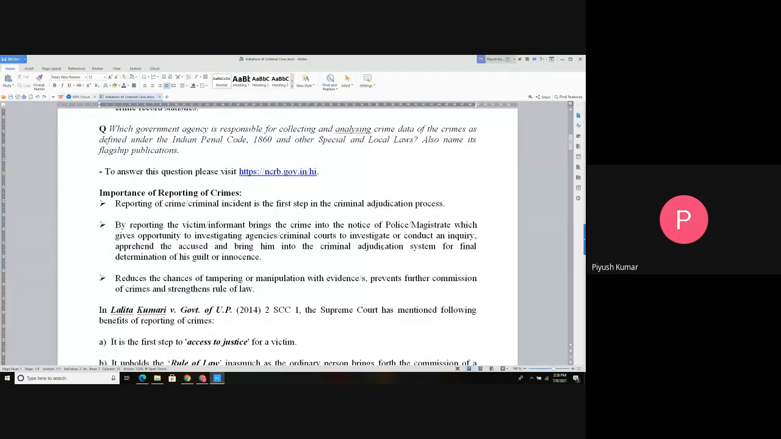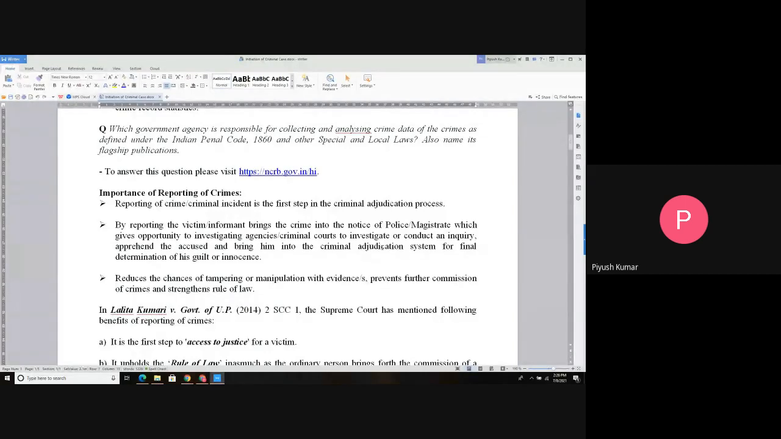So the next important point, which is the crux of this question, what is the importance of it, which I asked you. So basically, it is the first step in the criminal adjudication system. By reporting, a victim brings the crime into the notice of police or magistrate, and till the time you do not bring the crime into the notice of the functionaries of criminal justice administration, they won't be able to start the criminal process, either investigation or registration of FIR or inquiry.